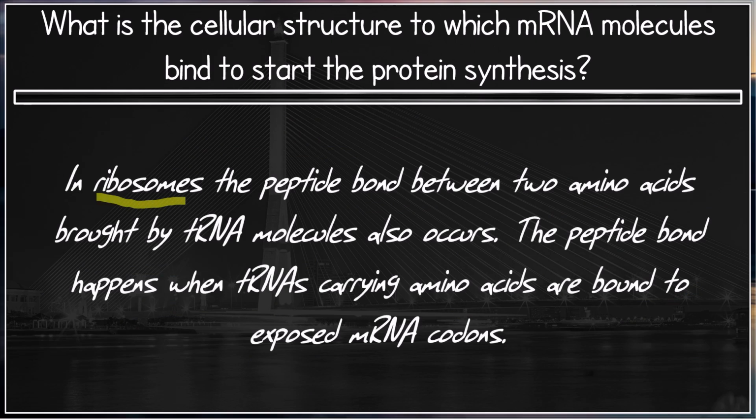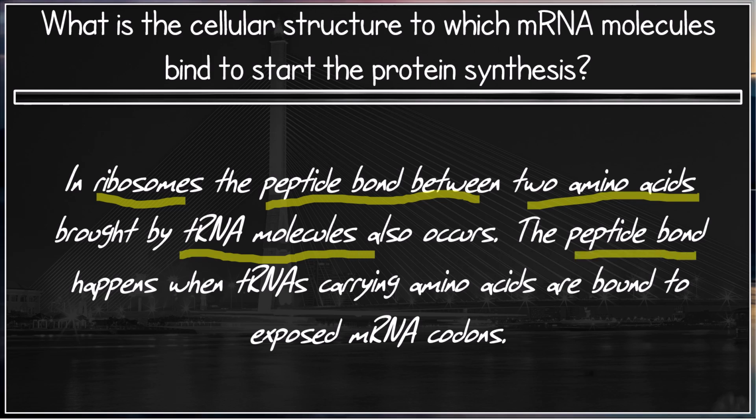In ribosomes, the peptide bond between the two amino acids brought by transfer RNA molecules also occurs. The peptide bond happens when transfer RNAs carrying amino acids are bound to exposed messenger RNA codons.